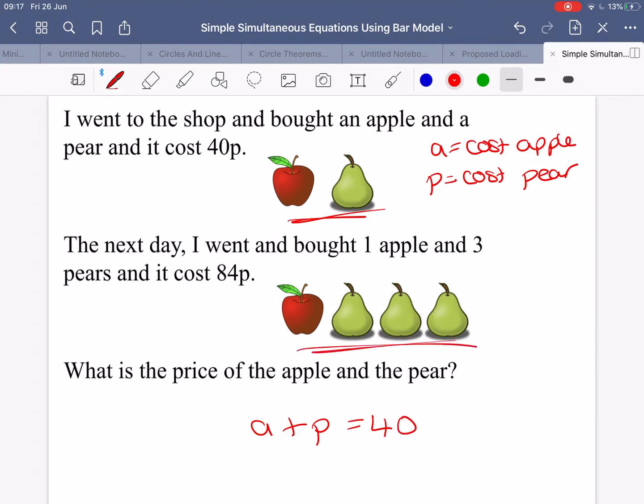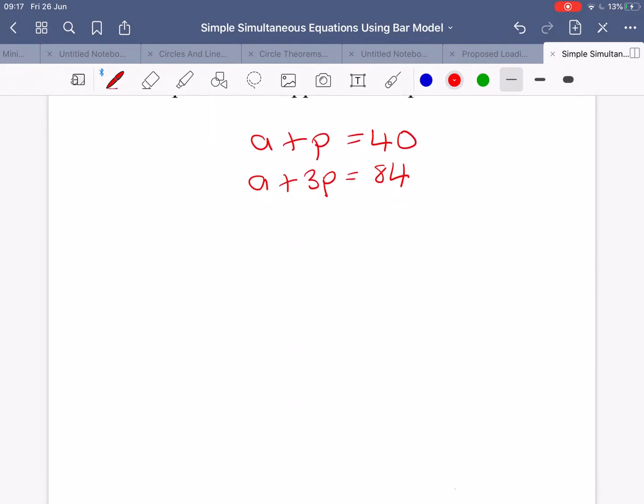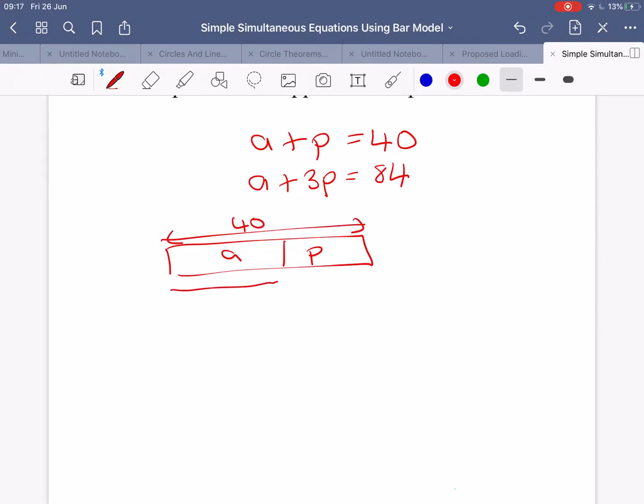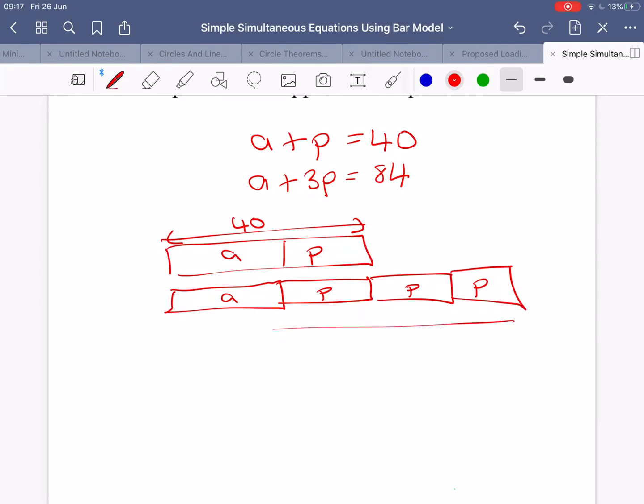And when I look at the second situation, I've got A plus 3P equals 84 pence because I've got an apple plus the cost of 3 pears. And again, I'm going to use my bar modelling now. So I've got my apple plus my pear. Now they cost 40 pence. And then underneath I've got an apple plus a pear plus another pear and plus another pear, and they all make 84 pence.